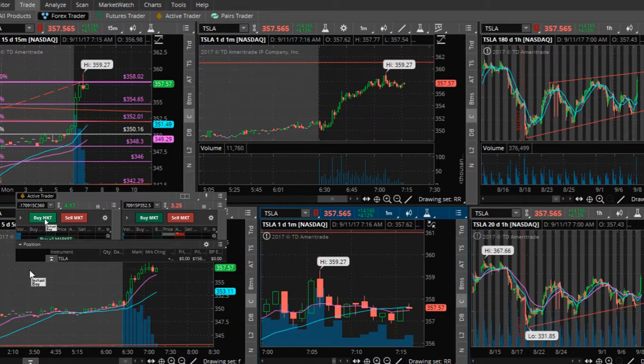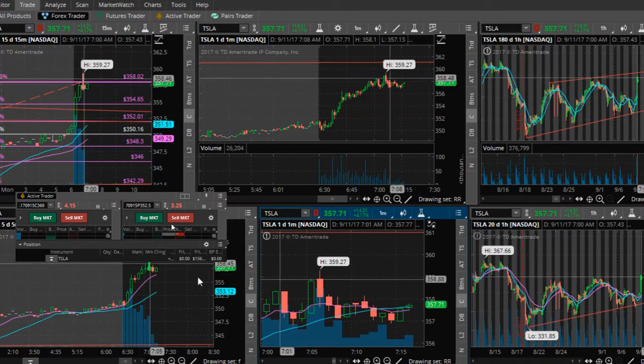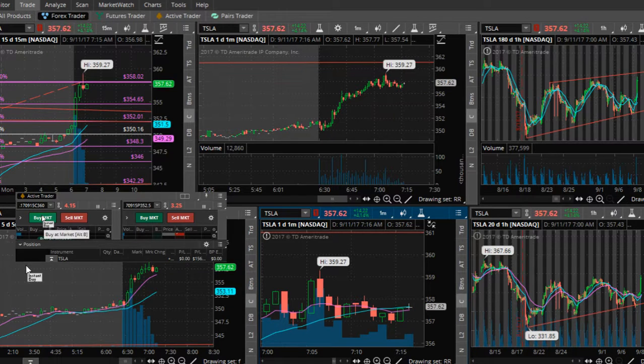So we're at 357. So if it crosses above right here and it starts holding above, we may go back in for a call, because that's $3 for it to move all the way up to 360. So that's pretty good.